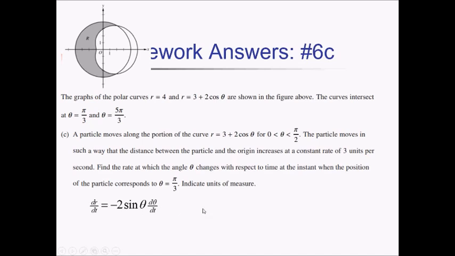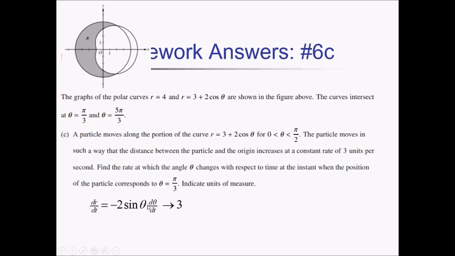Now we plug in everything we have and solve for the stuff we don't have. At the end of the day, we want the rate at which the angle is changing with respect to time, so we're trying to solve for d theta over dt. That means I better have something to plug in for dr over dt and theta. Well, dr over dt is the rate at which the particle's distance from the origin is changing. They gave us that: it was increasing at a constant rate of 3. So we plug in positive 3 for dr over dt.